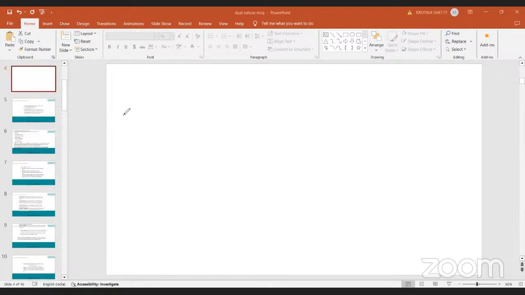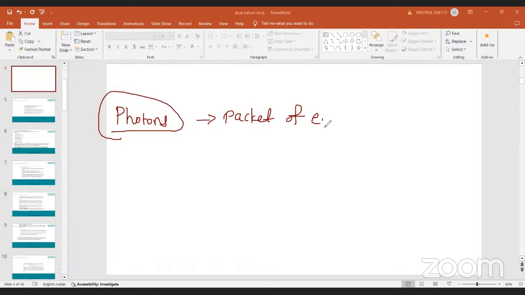Just now we have discussed the photons. So let us discuss a few points regarding the photons. What do you mean by the photon here, students? Photon is nothing but the small packet of energy. The small packet of energy is called the photon.